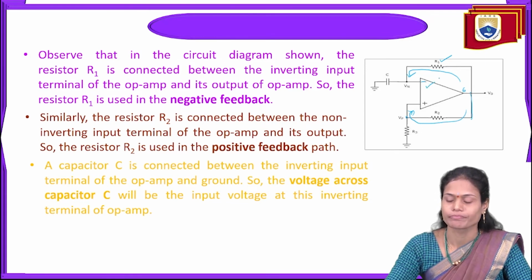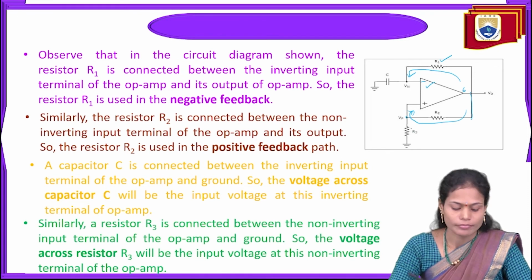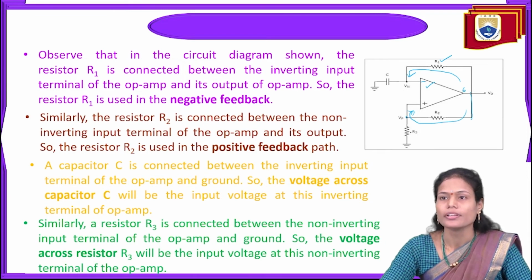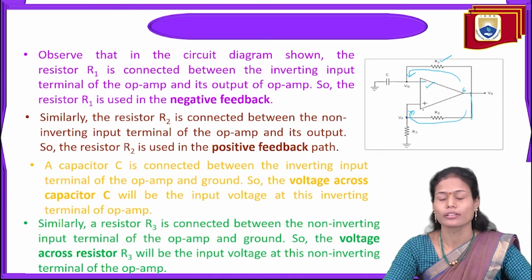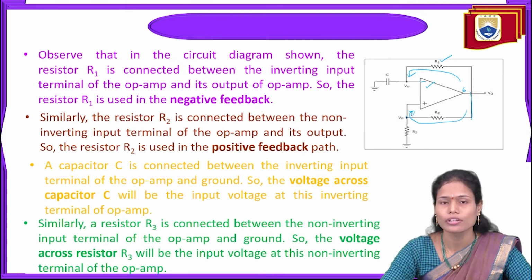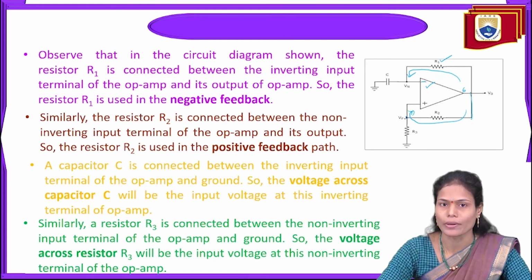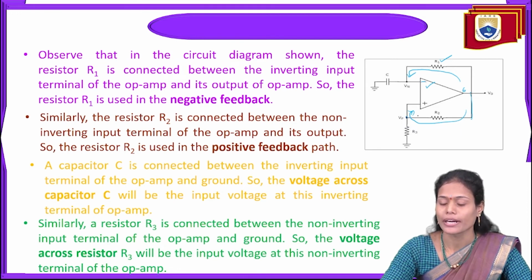And one more component, that is R3, is connected to the non-inverting terminal of the operational amplifier. So the voltage present at this R3 is the input voltage to the non-inverting terminal of the operational amplifier. So for the inverting terminal, the capacitor voltage is the input, and for the non-inverting terminal, the voltage across R3 acts like an input. And these R1, R2 are used to provide the negative and positive feedbacks respectively.